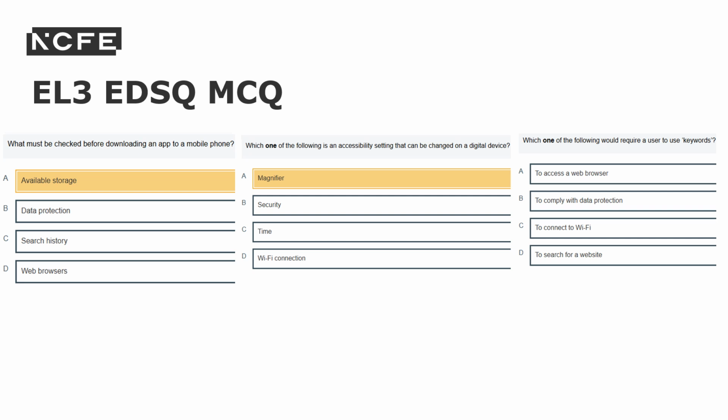Next question, which one of the following would require a user to use keywords? A, to access a web browser, B, to comply with data protection, C, to connect to Wi-Fi, or D, to search for a website? And the correct answer is to search for a website.